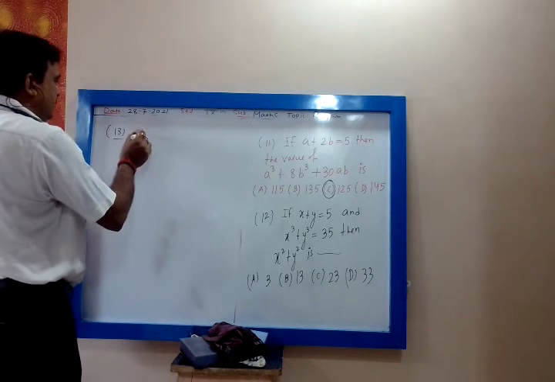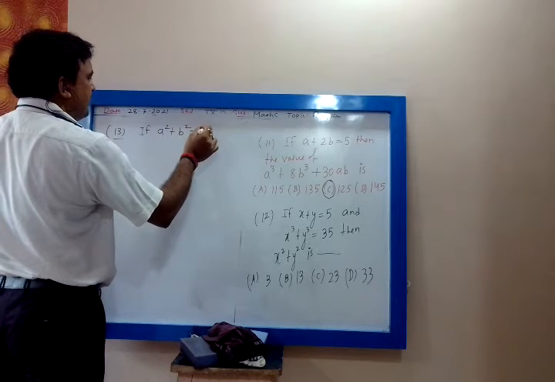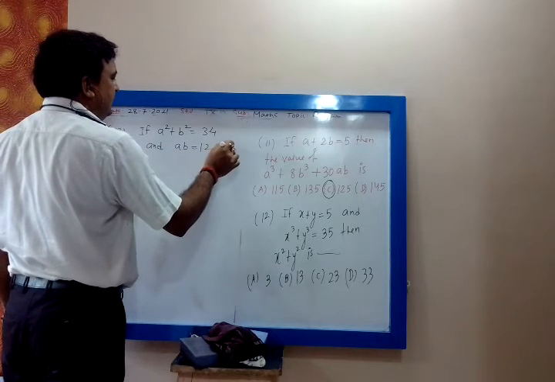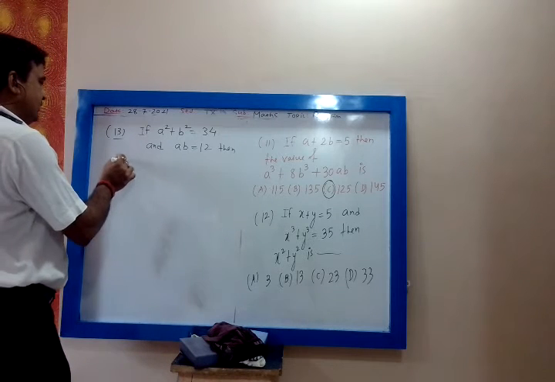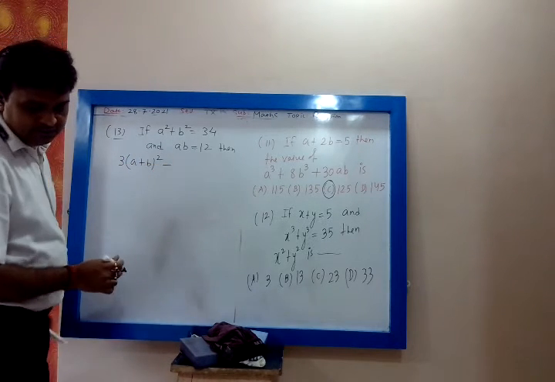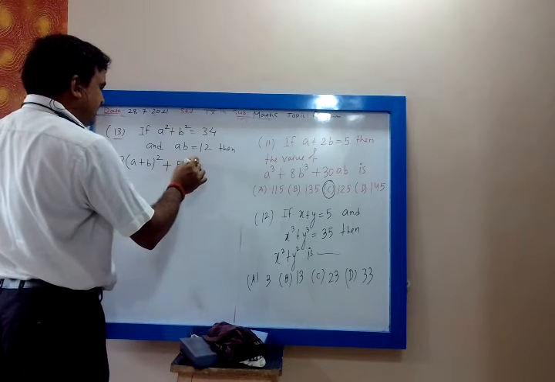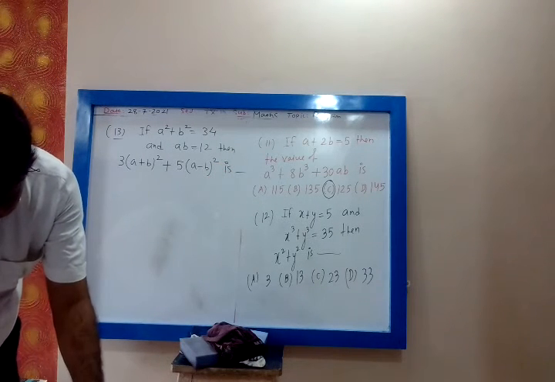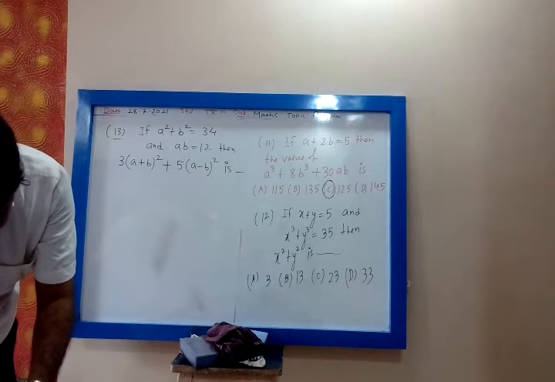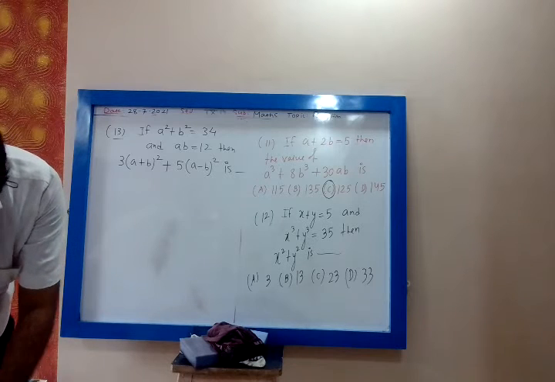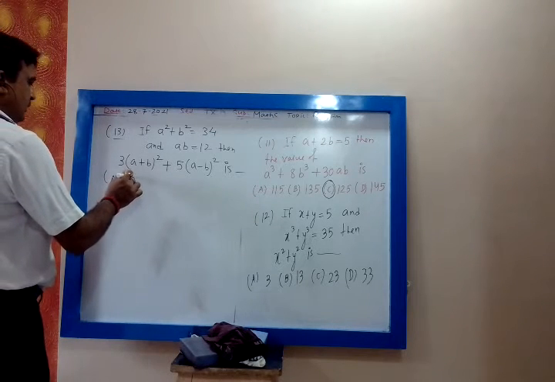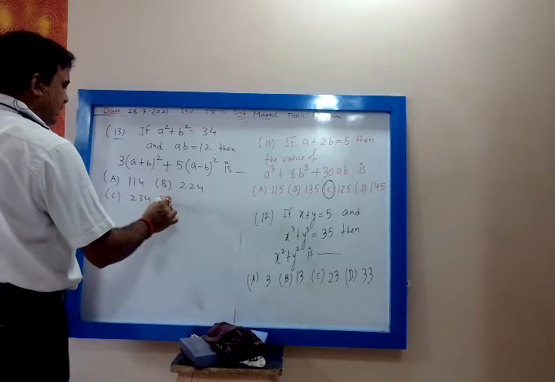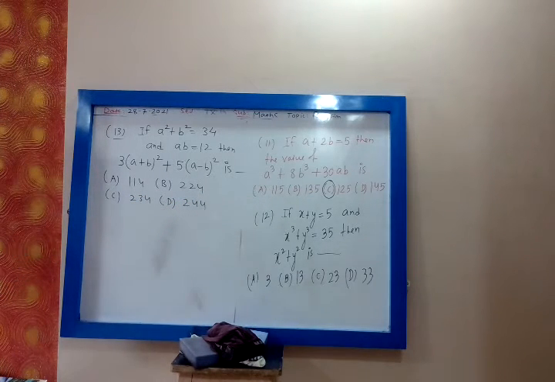Question 13. If a square plus b square is 34 and ab is 12, then the value of 3 times (a plus b) whole square plus 5 times (a minus b) whole square is: A 114, B 224, C 234, D 244. Chalo, start.